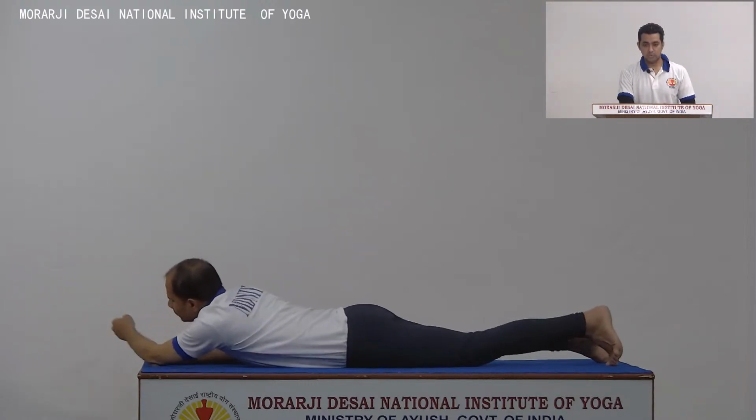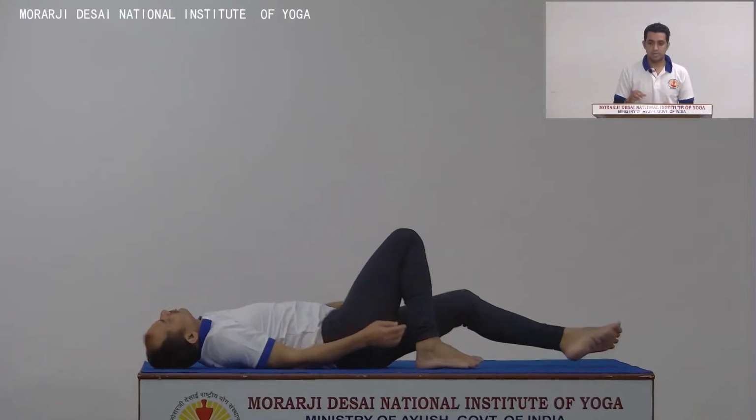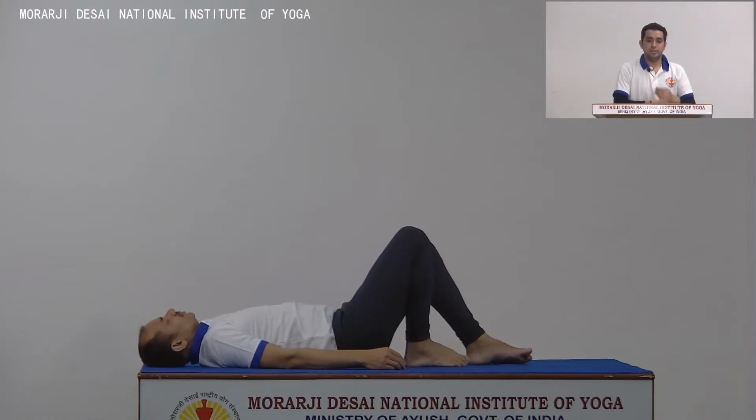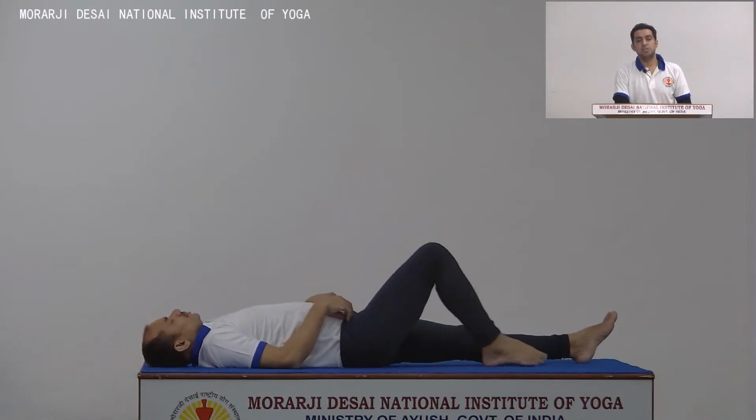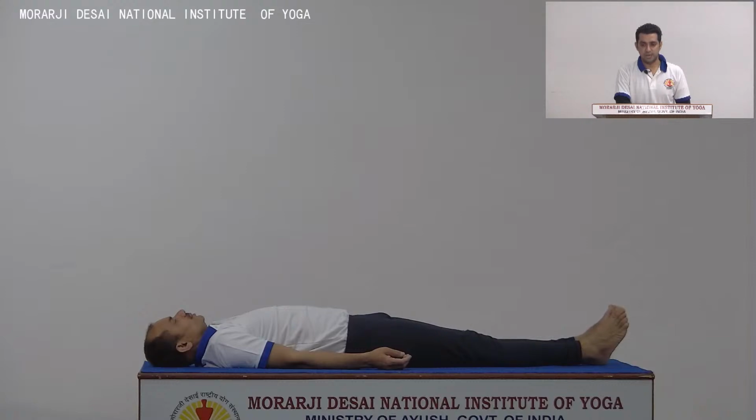Lay down on your back. Yesterday we have introduced the Setubandhasana, Uttanpadasana, Ardhalasana. So we will practice few postures from spine series also. Join your legs and place your hands beside your thighs, palms facing downward. We will do the Setubandhasana.